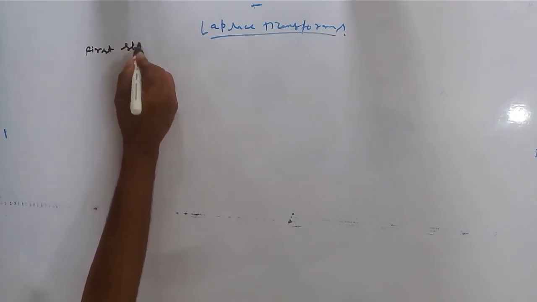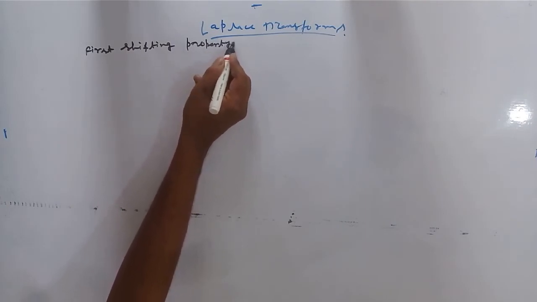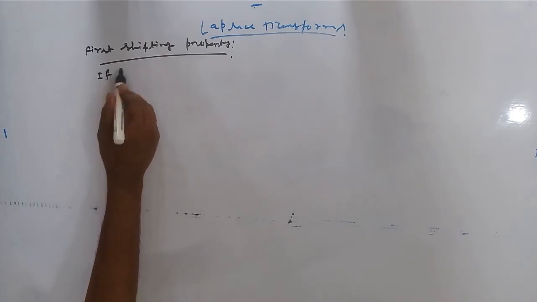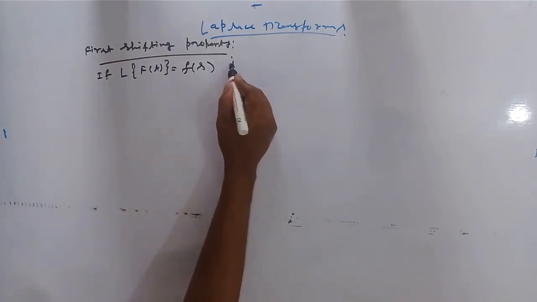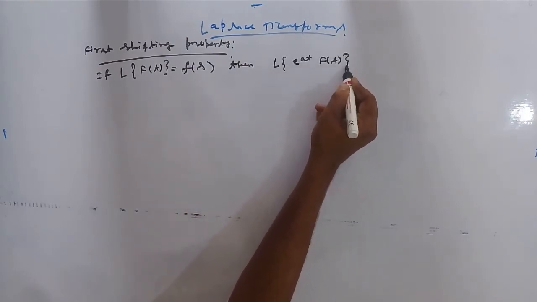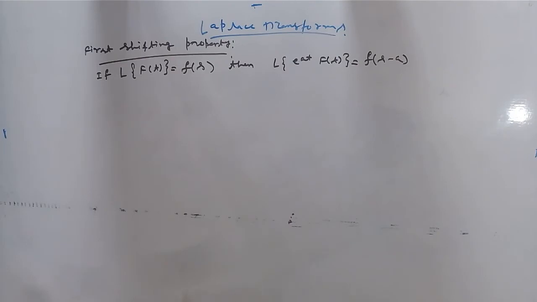First shifting property. So this property states that if L of f(t) equals F(s), then L of e to the power at f(t) will be F of s minus a. Okay. So when a function is multiplied by an exponential function, it will be changed from F(s) to F of s minus a.